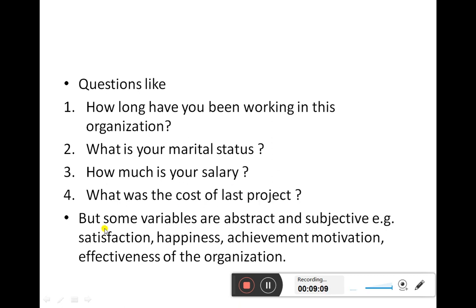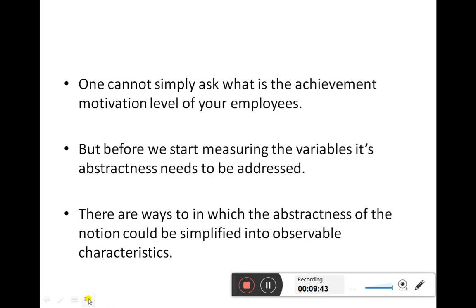But some variables are abstract or subjective in nature. As I told you, subjective means that we cannot easily measure them. We don't have the method to measure them directly, so we measure indirectly. Indirectly doesn't mean inversely. Indirectly here simply means that we can measure with the help of the operational definition and scaling method. For example, satisfaction, happiness, achievement, motivation, effectiveness of the organization. I would like to explain the whole concept with an example, it will make your idea fully clear.